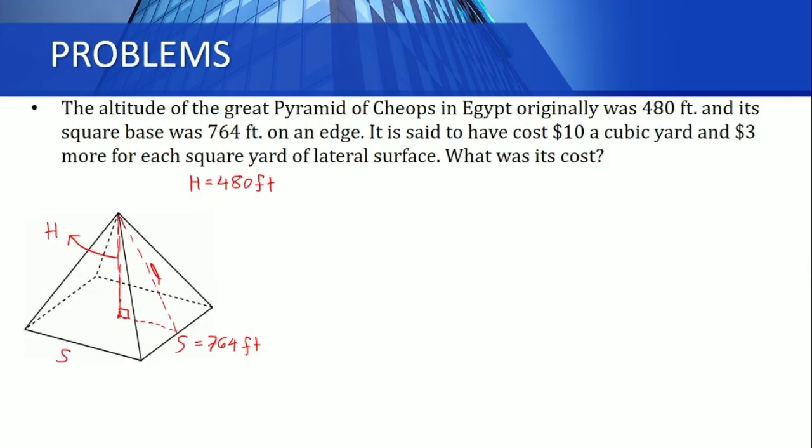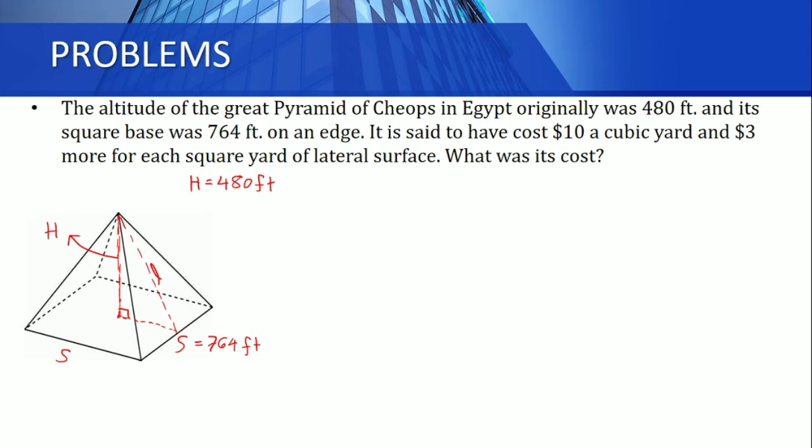So next problem. The altitude of the Great Pyramid of Cheops in Egypt originally was 480 feet and its square base was 764 feet on an edge. It is said to have cost $10 a cubic yard and $3 more for each square yard of lateral surface. So what was its cost?